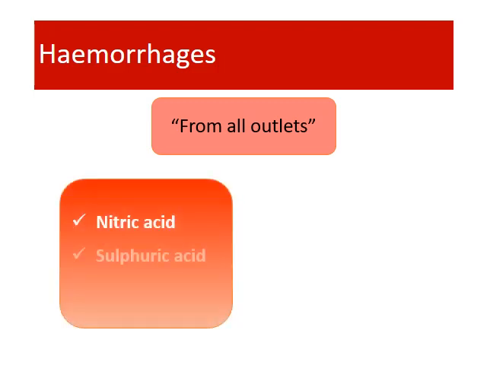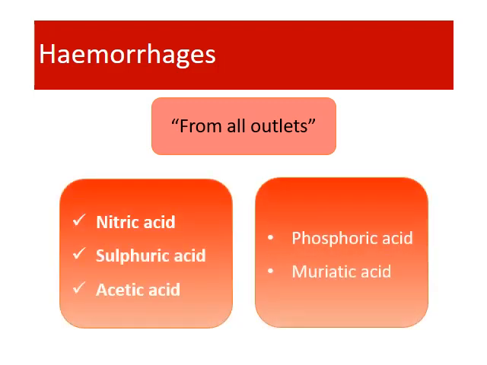The most important remedies are of course nitric acid, sulfuric acid, acetic acid. These three are the most important. Phosphoric acid has bleeding from bowels and typhoid. Muriatic acid is a remedy for bleeding from hemorrhoids, etc. But maybe not as important as the first three. Okay.